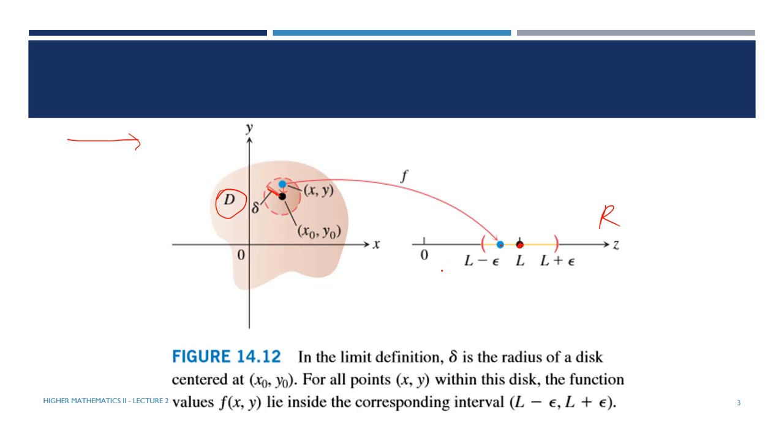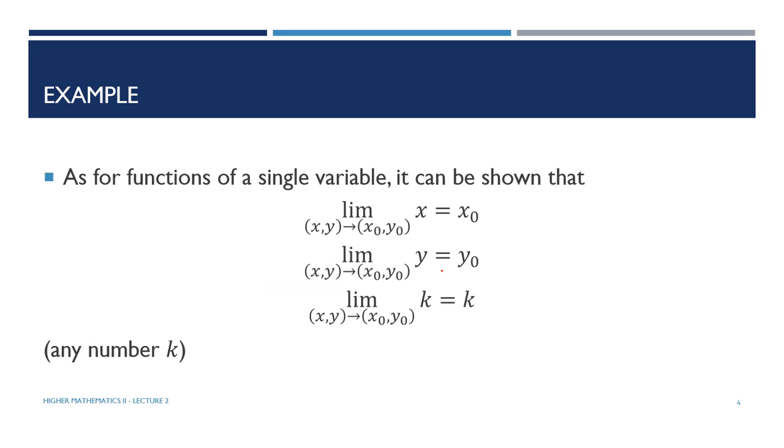As for functions of a single variable, it can be shown that the limit of x is x0 and the limit of y is y0. In the first case, we plug in x0 instead of x, and y0 instead of y. So do I have x here? Yes, it's here, so just write x0 instead of that. Do I have y here in the function? No y, so we don't have to write it. And in this case also, write y0 instead of y and copy the x0 instead of x.